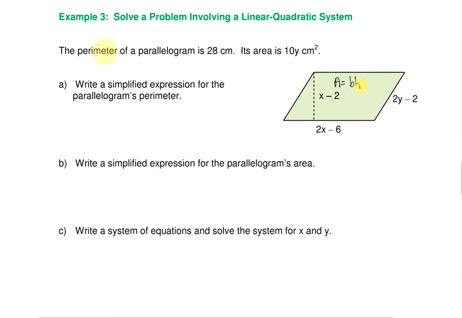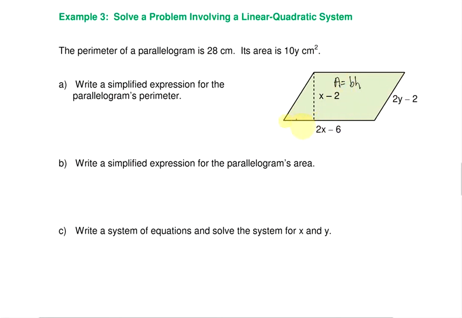Now because they have given us a value for the perimeter and an expression for the area, we will need to find a simplified expression for the perimeter of the parallelogram as well as a simplified expression for the area of the parallelogram. So let's start with our perimeter. Like I said, perimeter is the distance around the object.